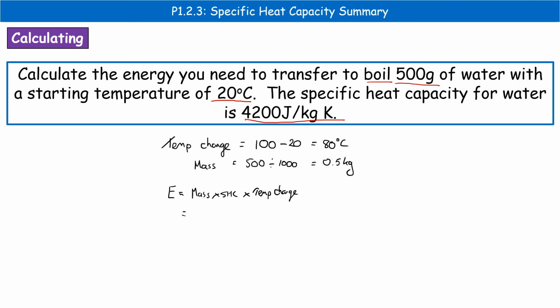All we then need to do is substitute in our values. Mass was 0.5 kilograms, specific heat capacity 4,200, and our temperature change is 80. So again, grab a calculator at this point and we'll do 0.5 times 4,200 times 80, and that gives us an answer of 168,000. And because it's energy, it will be in joules. And that's it.